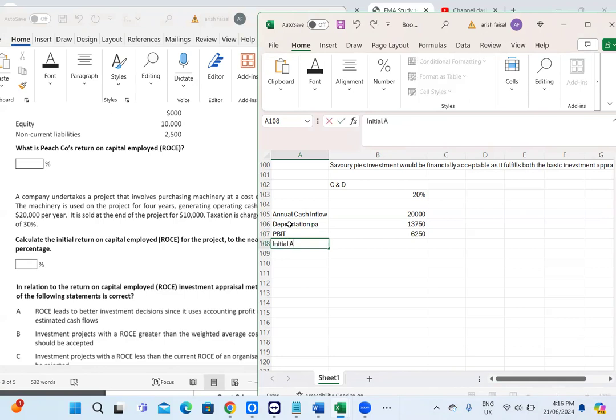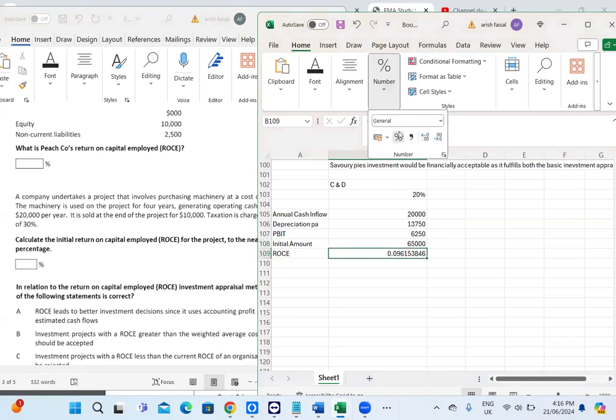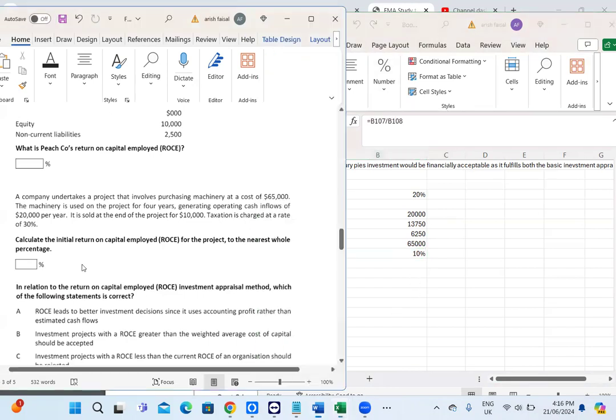The initial amount invested is 65,000. So the ROCE to the nearest whole percentage: in that case, 6,250 divided by 65,000. So you get 9.6, so you can approximately say 10 percent if you round. So 10 percent is basically the answer.